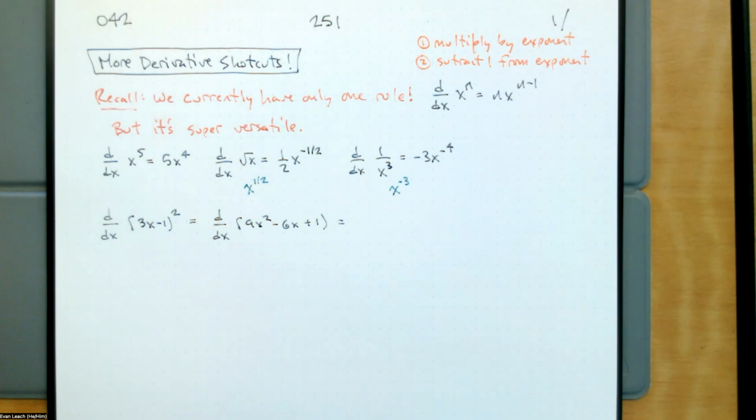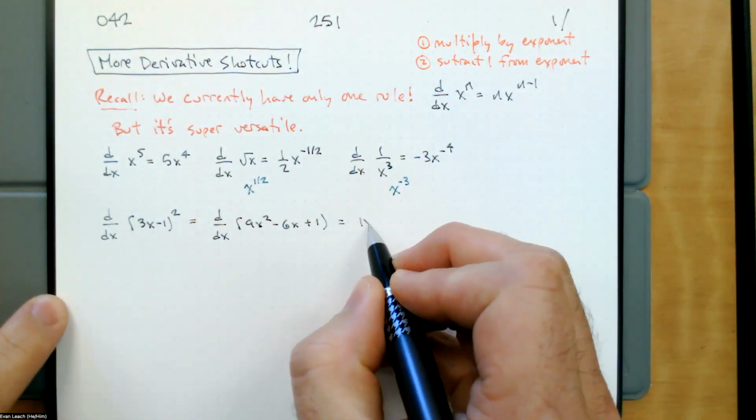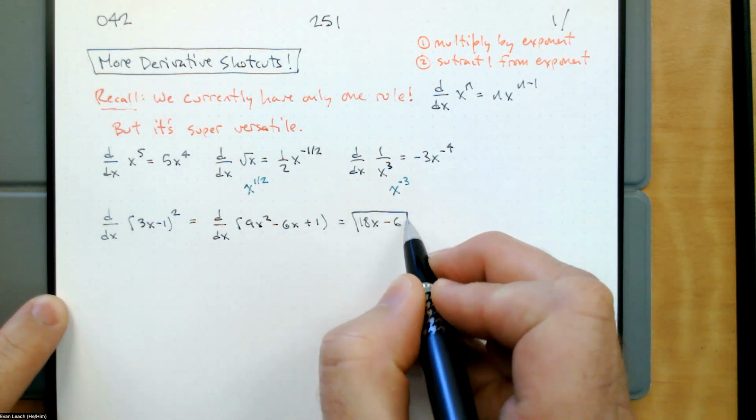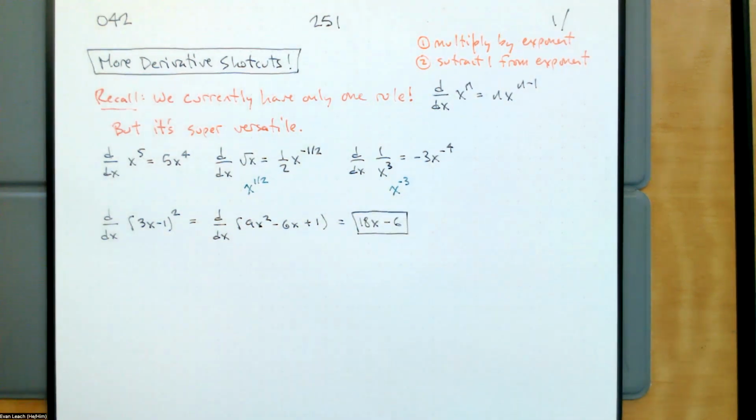Use the fact that the derivative is a linear transformation and just carry constant factors and separate by terms. So I have 18x minus 6 plus 0. So we have one rule and the fact that the derivative is a linear transformation and therefore respects scalar multiplication and vector addition. So that's one of the things that makes this one rule very versatile.